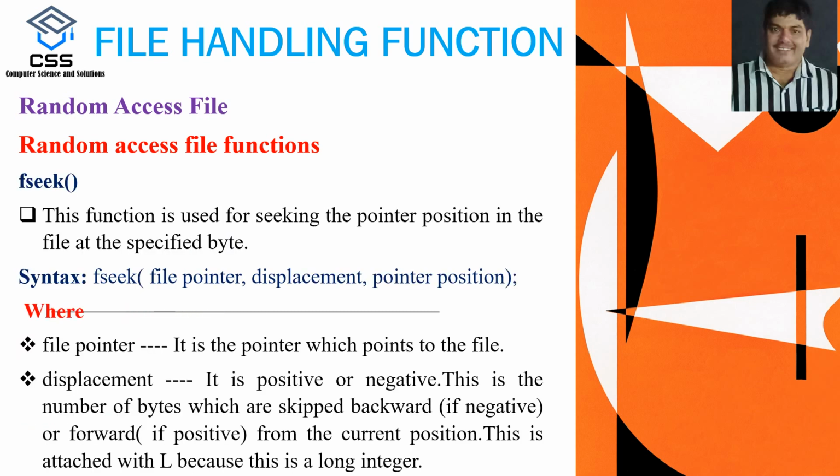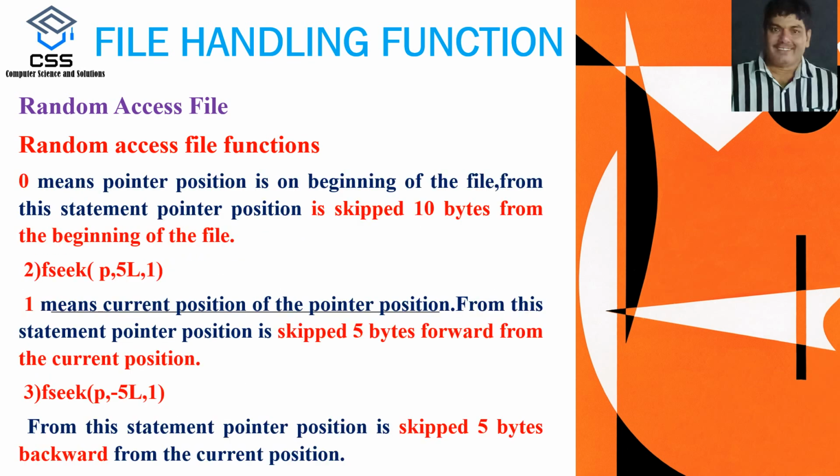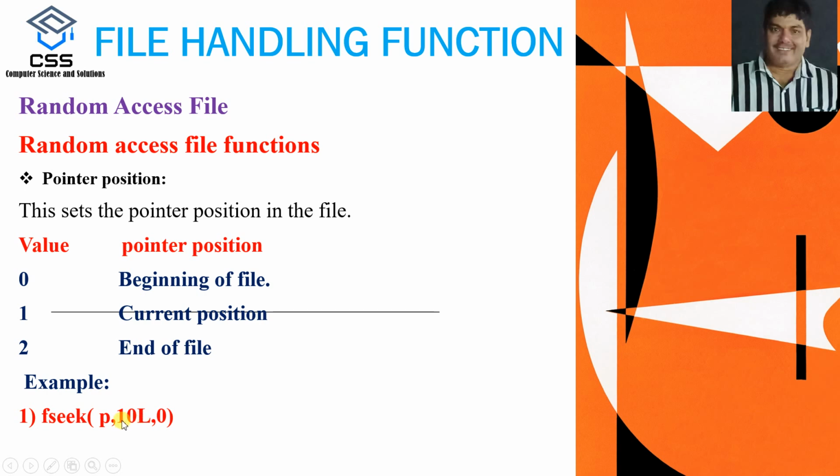And hence fseek carries 3 arguments. One is the file pointer, one is the displacement, means how many bytes you want to extract, and the pointer position means where your file pointer is, either the beginning, the end or the current position. Then what is the work of the fseek function? As I have told you what 0 represents and what 1 represents, it is presented again in detail. 0 means the pointer position is the beginning of the file from where 10 bytes of data will be extracted in the positive direction, because 10L is positive.